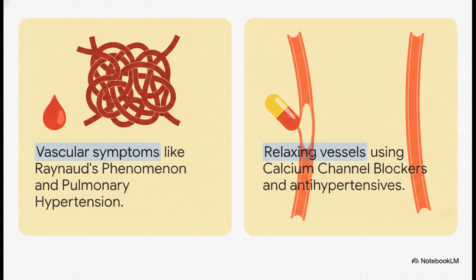When it attacks the vascular system, causing those constricted blood vessels of Raynaud's phenomenon, or the dangerous lung pressure of pulmonary hypertension, doctors respond with medications that actively relax blood vessels. We're talking calcium channel blockers and targeted antihypertensives. It's essentially a direct mechanical counterattack.